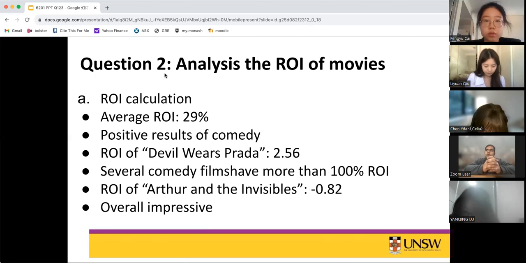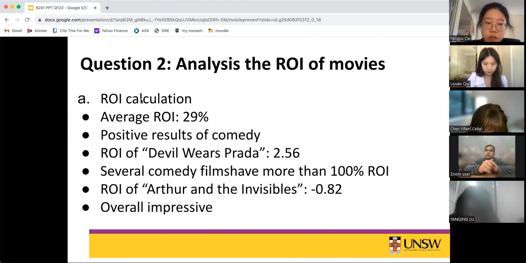The Devil Wears Prada has the highest return on investment of 2.56, and several comedy films such as The Breakup have more than 100% return on investment. Arthur and the Invisibles has the lowest return on investment of the films at -0.82. In general, these films have impressive return on investment.